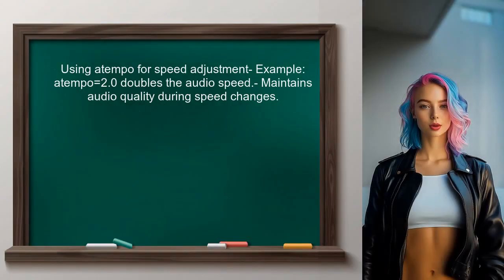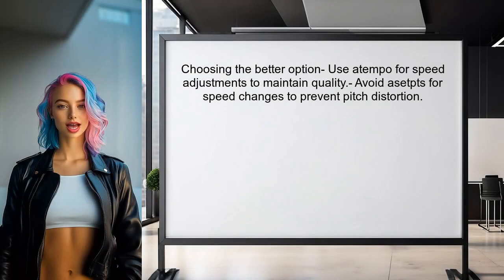When the user speeds up audio using atempo, they can specify a factor. For example, using tempo equal to 2 will double the speed of the audio. This is particularly useful for maintaining audio quality. In contrast, using asetpts to speed up audio can lead to pitch distortion. Therefore, for the user looking to adjust audio speed while preserving quality, atempo is the better option.